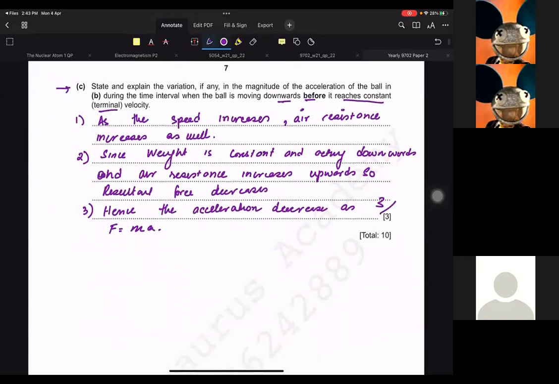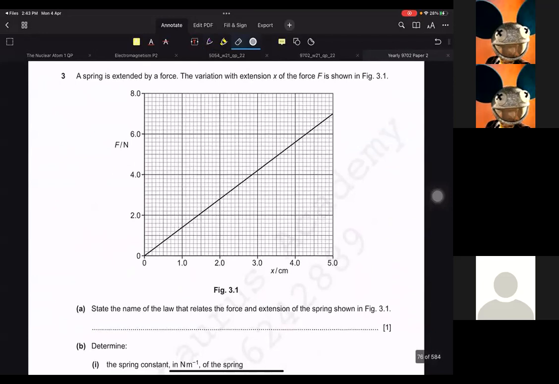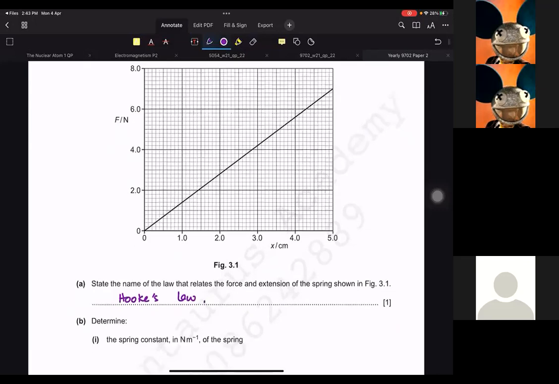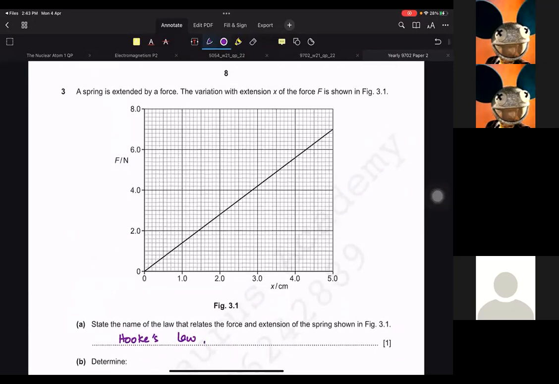Now, the next question, question 3. It says state the name of the law that relates force and extension to the spring. Because this is a straight line, I'm going to say it's Hooke's law. Now, it says determine the spring constant in newtons per meter of the spring. You can take any 2 values. If I were you, I'd just take this, because this is 7.0 and this is 5.